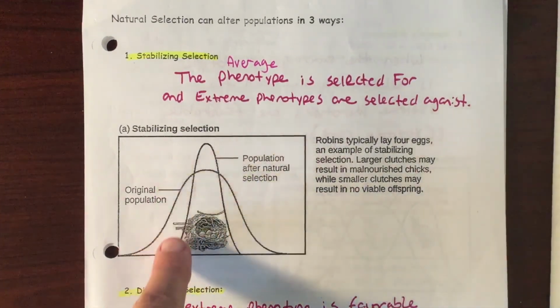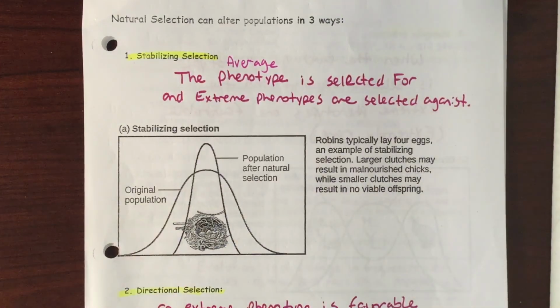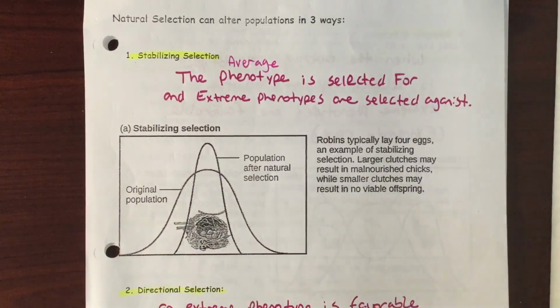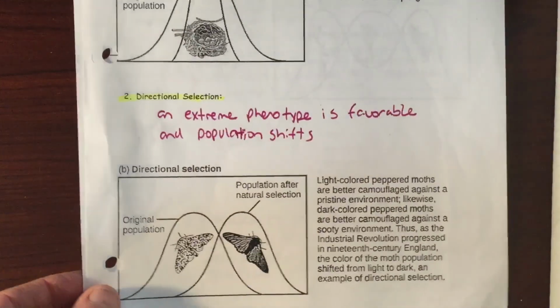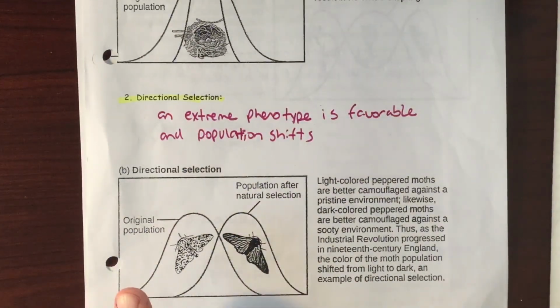She can raise them right. She gives enough food to them. If one of them gets picked off by a predator, she still has 3 more. So that's my stabilizing one, where my average phenotype is the one that's selected for. That is the good. Directional, on the other hand, is where it can change. So the extreme phenotype is favorable and the population shifts.